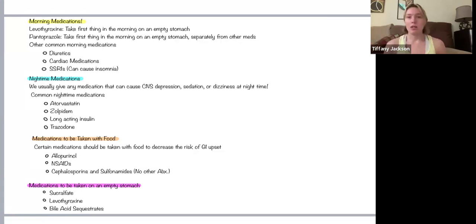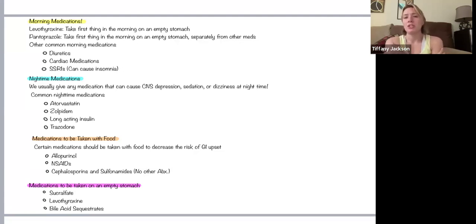So we already talked about the rationales for nighttime medications. Atorvastatin is also a very, very common medication that is taken at night. It helps lower cholesterol. These patients take them at night. Zolpidem, that's our Ambien, obviously can cause CNS depression and sedation, so we take it at night. We usually take our long-acting insulin at night, and our trazodones, melatonins, things like that, we take at nighttime.